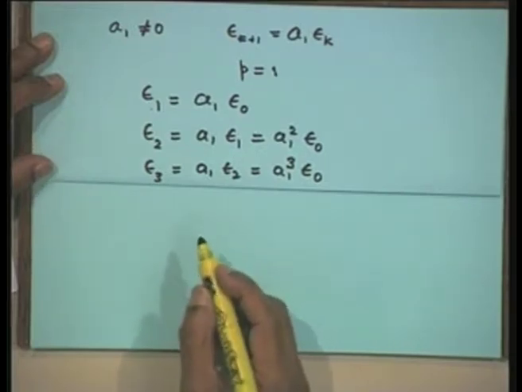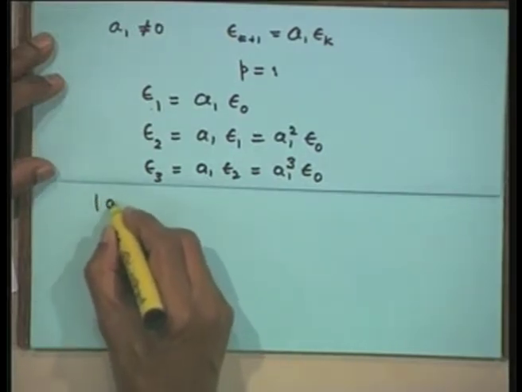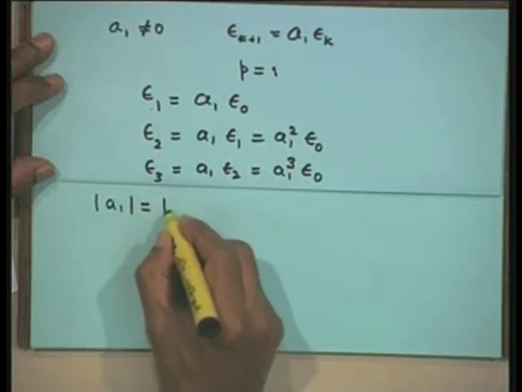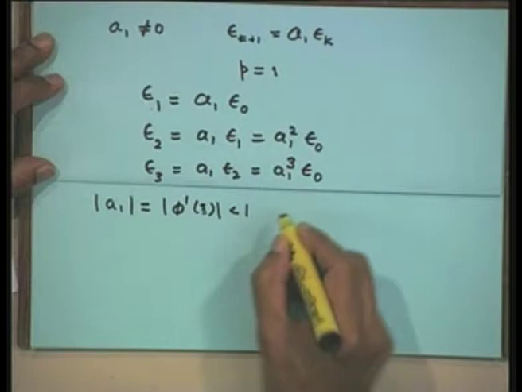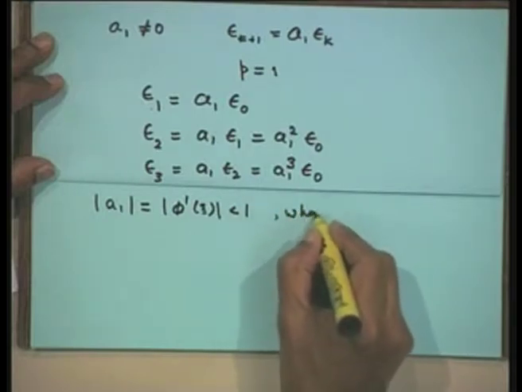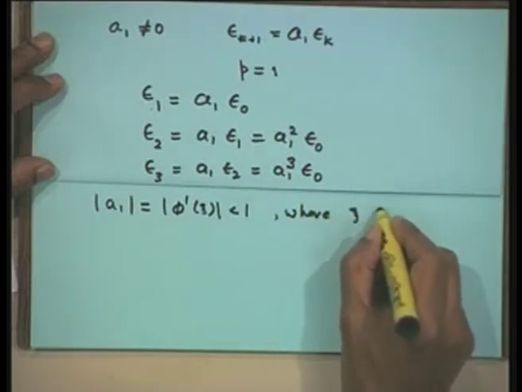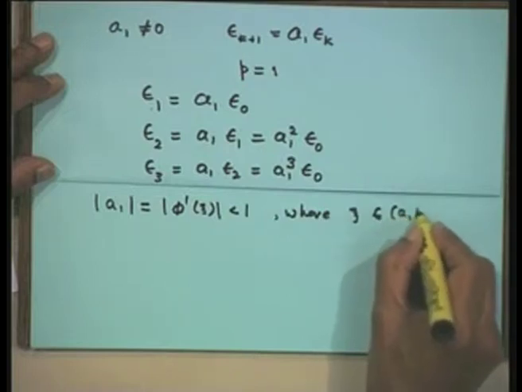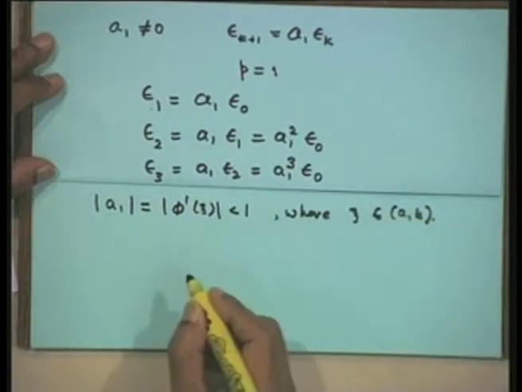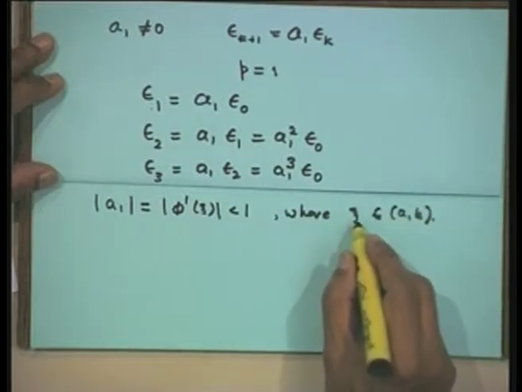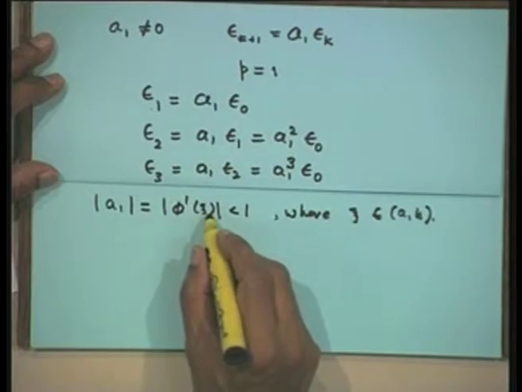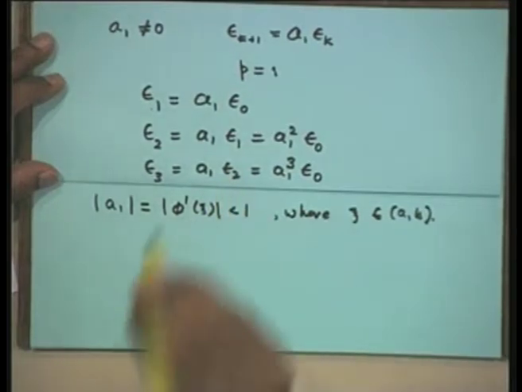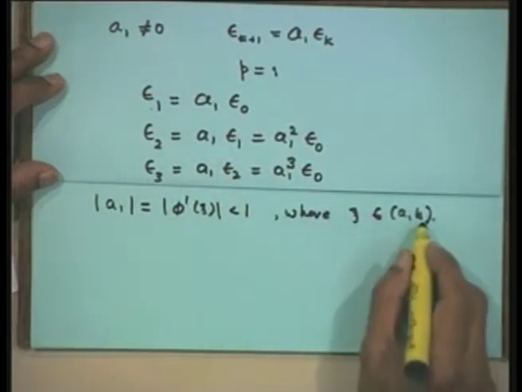Therefore, we require that the magnitude of a1, which is equal to the magnitude of phi dash xi, is less than 1, where xi is any value lying in the open interval (a, b). However, xi is an unknown quantity. Therefore, we shall approximate the magnitude of phi dash of xi by the maximum magnitude of phi dash of x in the closed interval [a, b].